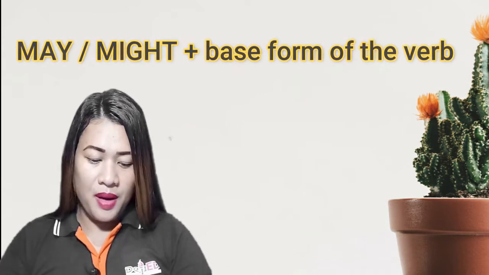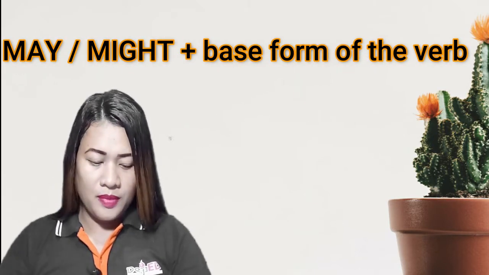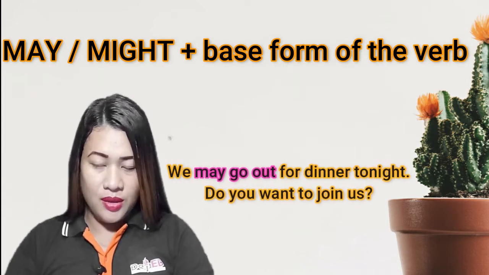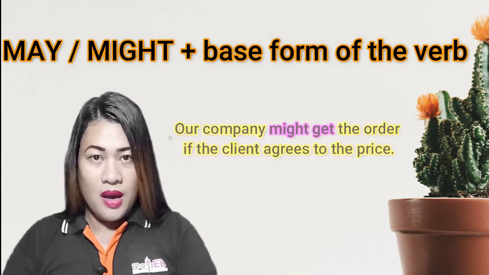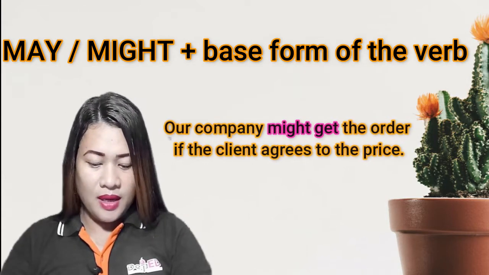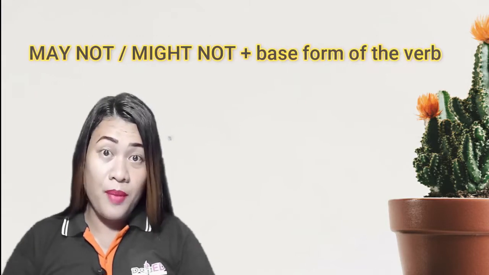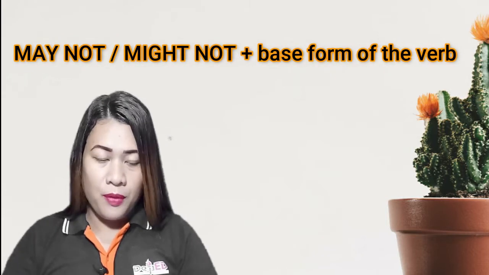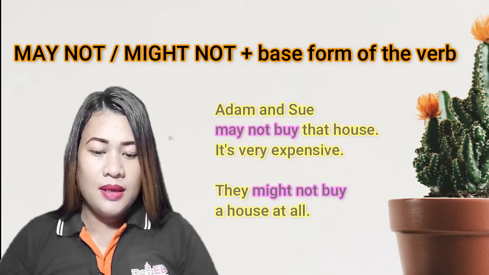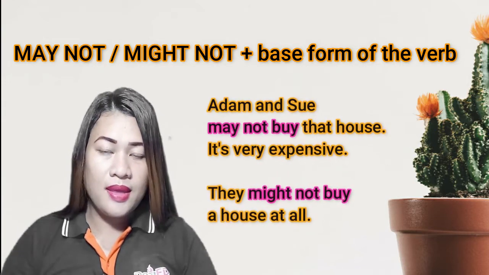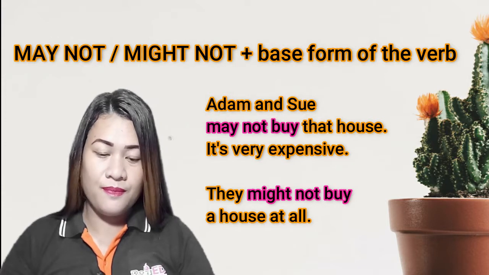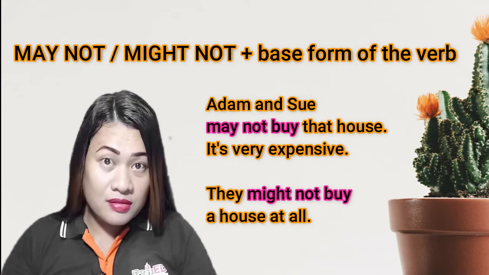And we can also use this one for the possibility or negative possibility. For example, may and might plus base form of the verb, like this one. We may go out for dinner tonight. Do you want to join us? Our company might get the order if the client agrees to the price. May not or might not plus base form of the verb. Example, Adam and Suri may not buy that house. It's very expensive. They might not buy a house at all.